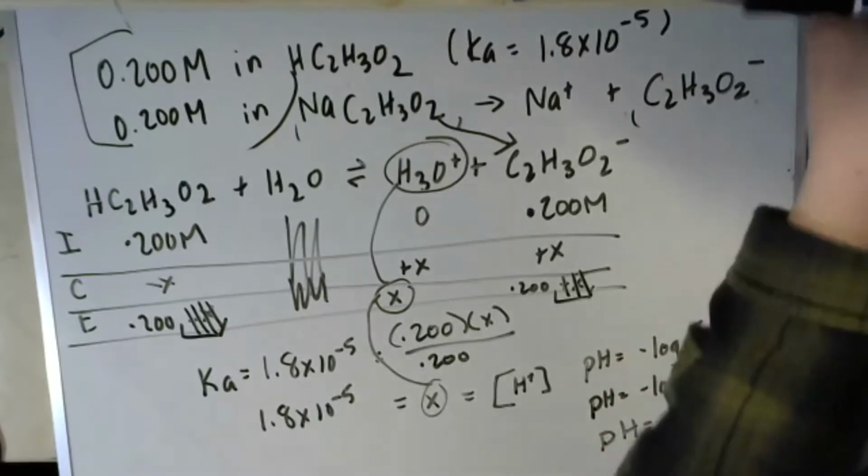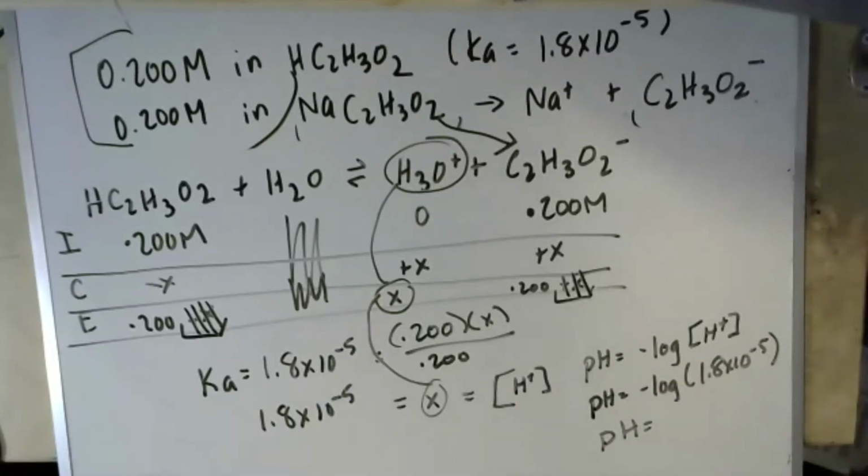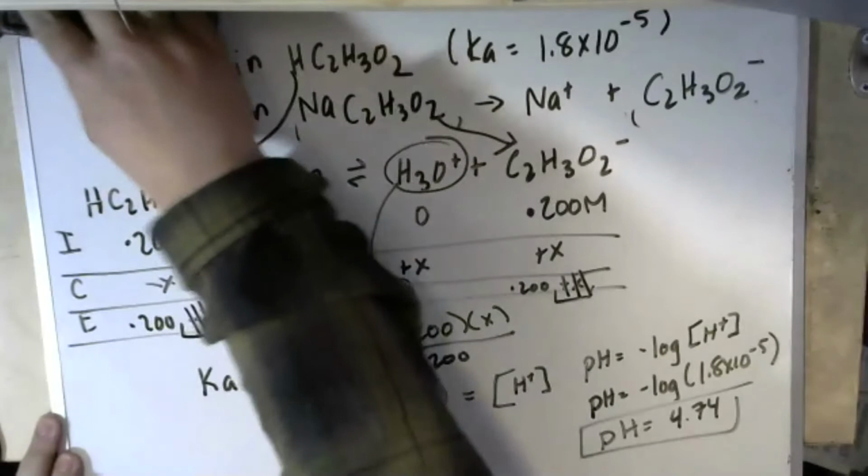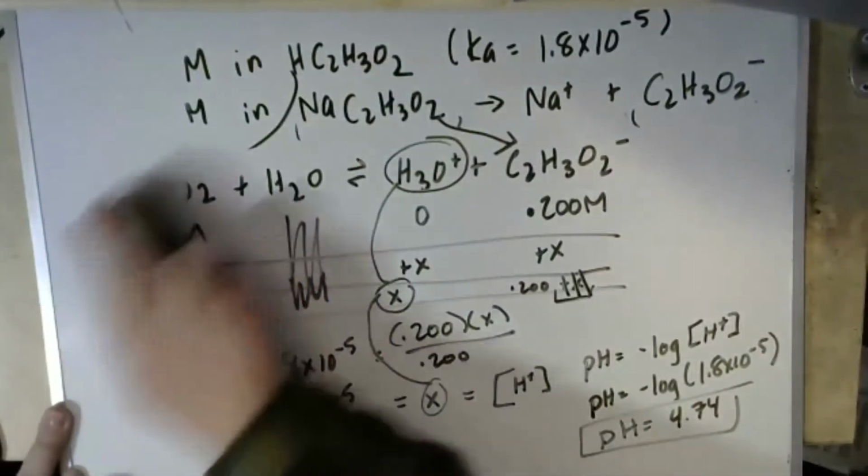So our pH here is going to be 4.74. So that's how we can solve for the pH using the ice tables. We don't have to use the ice tables though. Instead, we can use this new equation called the Henderson-Hasselbalch Equation.